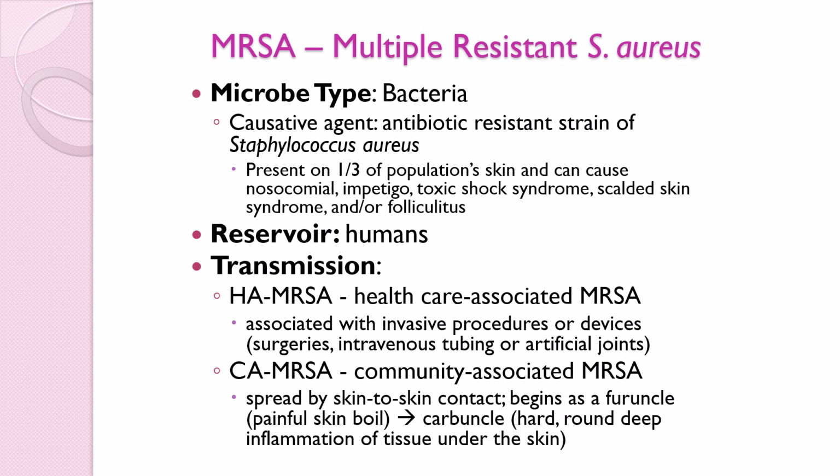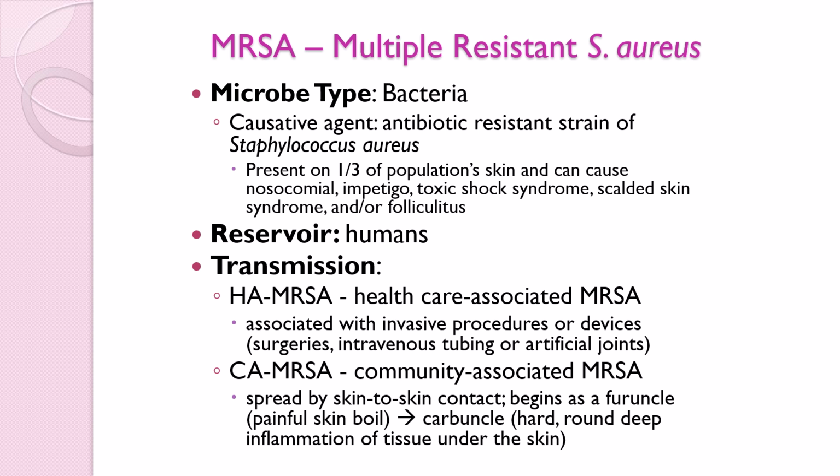Meanwhile, a community-associated MRSA is going to be a little bit different. This is going to be spread by skin-to-skin contact instead of through healthcare devices, potentially through a surgery or tubing, such as a catheter. This is going to be from person to person. It starts as essentially a painful skin boil that will lead to a carbuncle, which is going to be a hard, round, deep inflammation of the tissue.